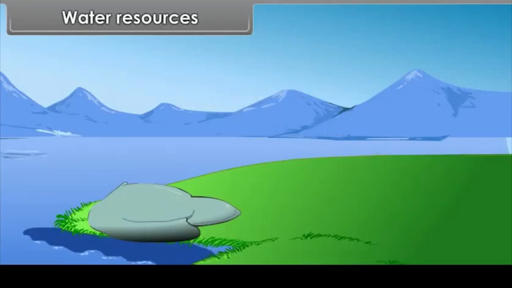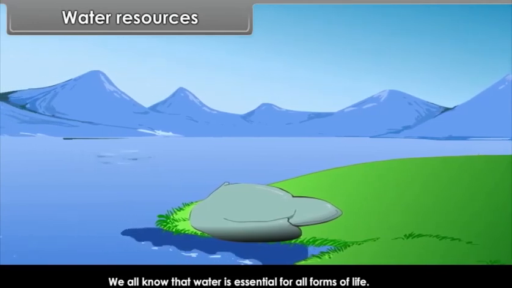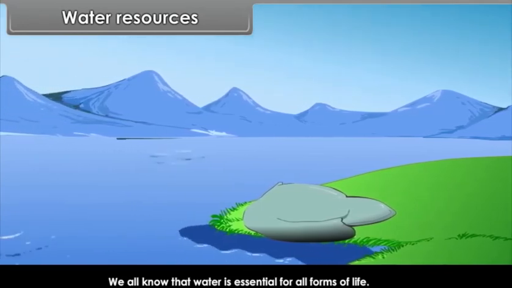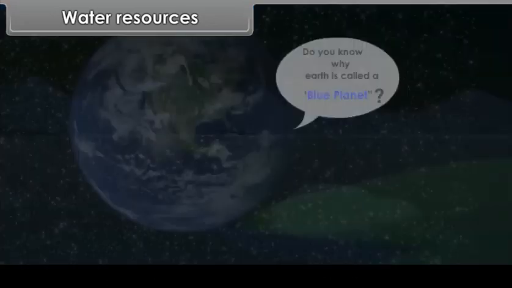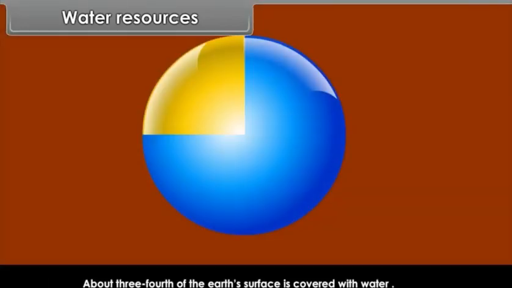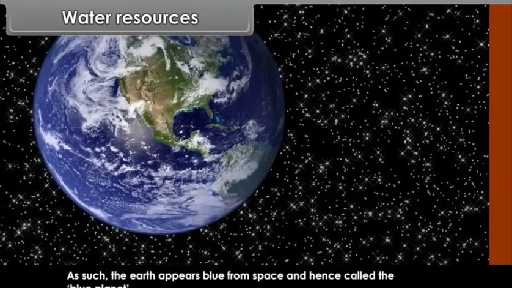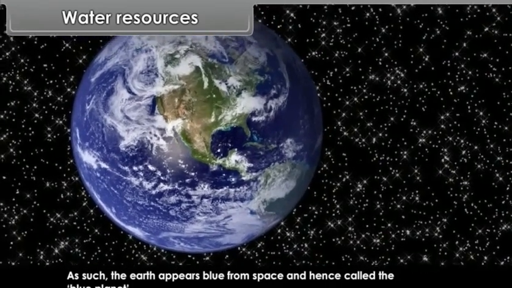Water resources. We all know that water is essential for all forms of life. Do you know why Earth is called the blue planet? About 3/4 of the Earth's surface is covered with water. 71%. As such, the Earth appears blue from space and hence is called the blue planet.